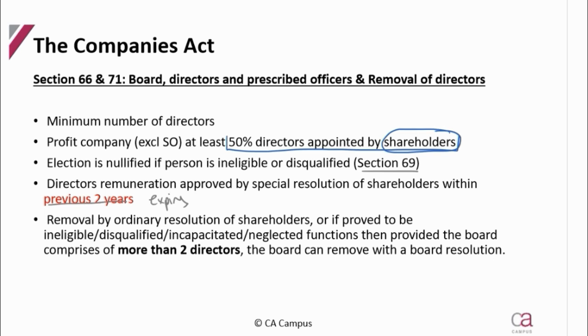directors. And then 71, which is deciding on the removal of a director. The removal can be done by an ordinary resolution of your shareholders, or if the board can prove that the director was ineligible or disqualified or incapacitated or neglected his functions, then the board can actually remove a director. Okay, but only under these circumstances for the board of directors to remove, whereas with an ordinary resolution of the shareholders, for any reason that they would like, they can remove a director.